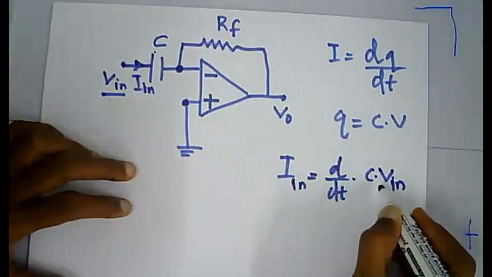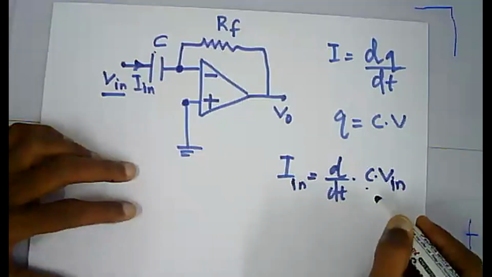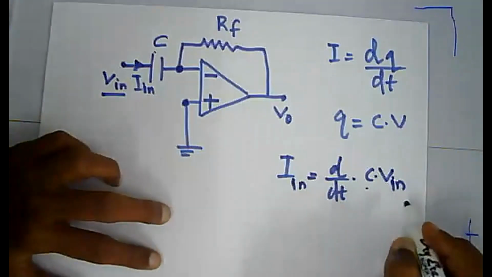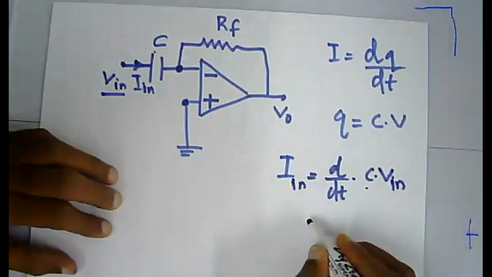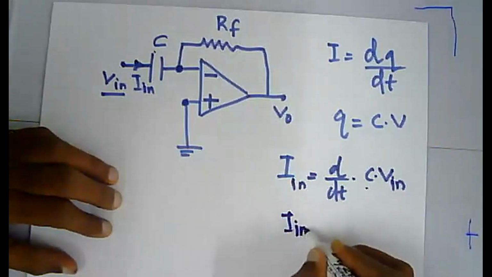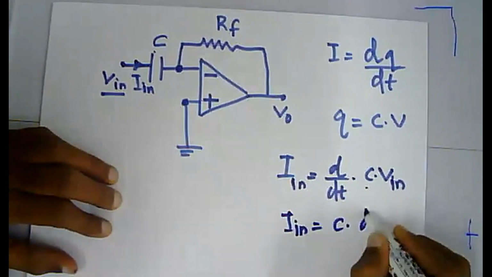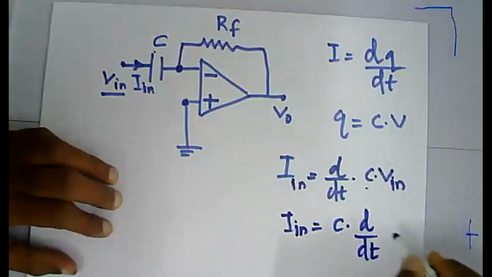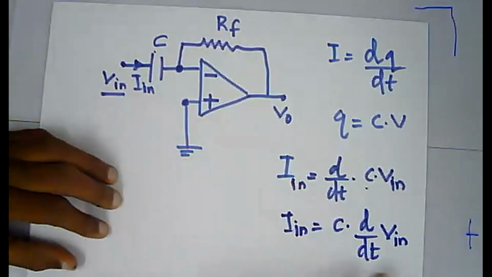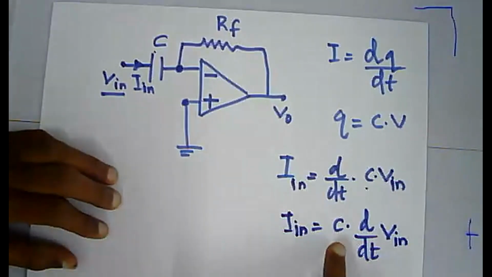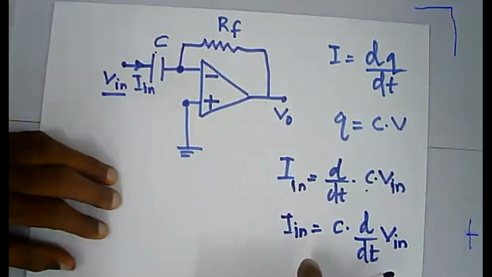Right. Now, C is a constant, right? Capacitance C is a constant with respect to time. So your I in becomes C into d/dt of V in, right? The time derivative of V in will be your I in.